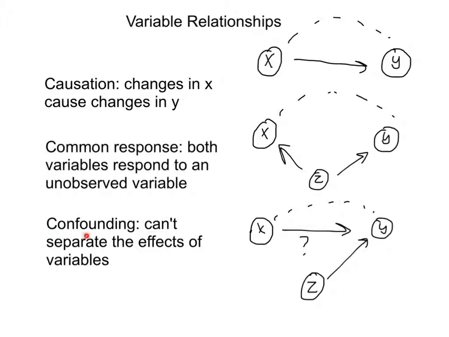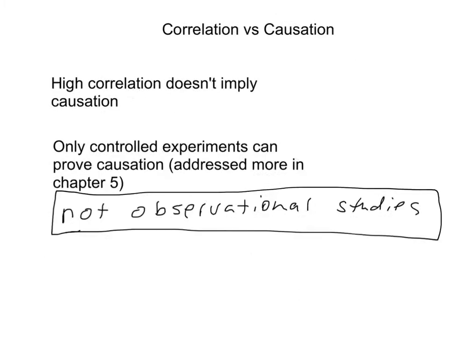And then another type of relationship is confounding. This is when you can't separate the effects of variables. Sometimes in experiments, it's really hard to separate different variables and have controls for everything. So this is when there's two things causing something, but you don't know which one is actually creating the change. And so another thing to keep in mind is correlation versus causation.